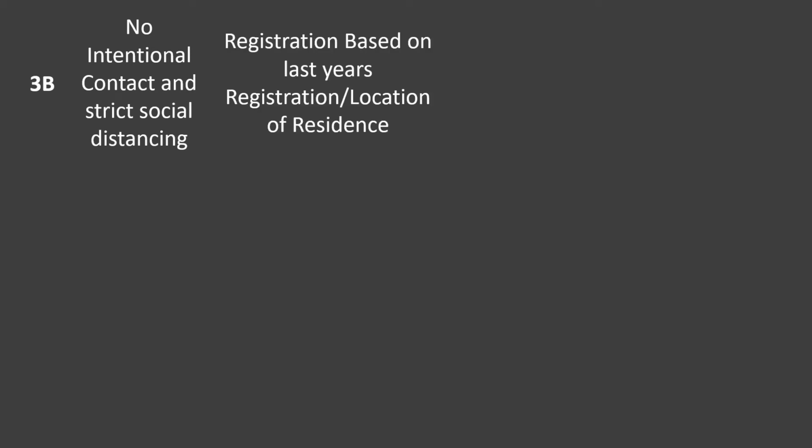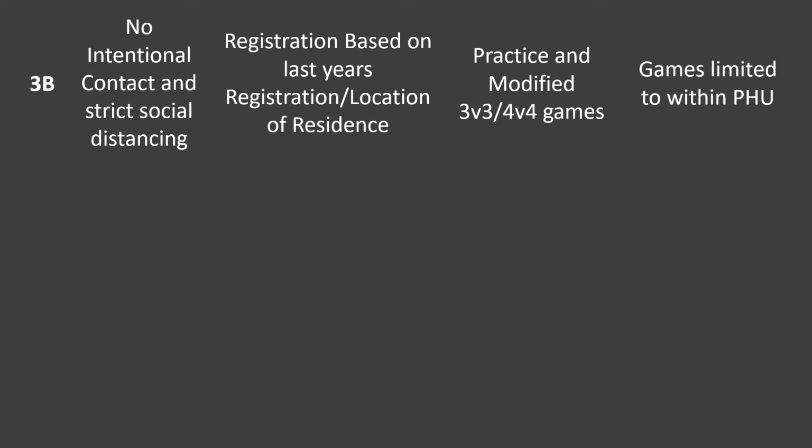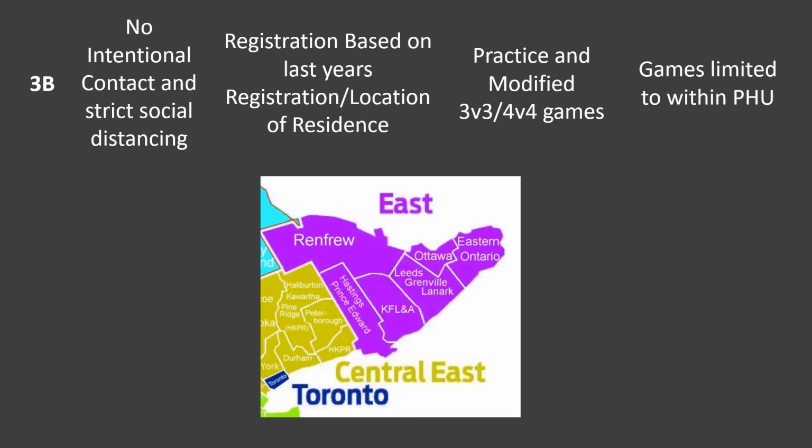Registration during Phase 3B will be based on last year's registration or current location of residence. Games will be 3-on-3 or 4-on-4 and will be modified to minimize contact and maximize social distancing. Gameplay during Phase 3B must occur within the KFLNA public health unit.